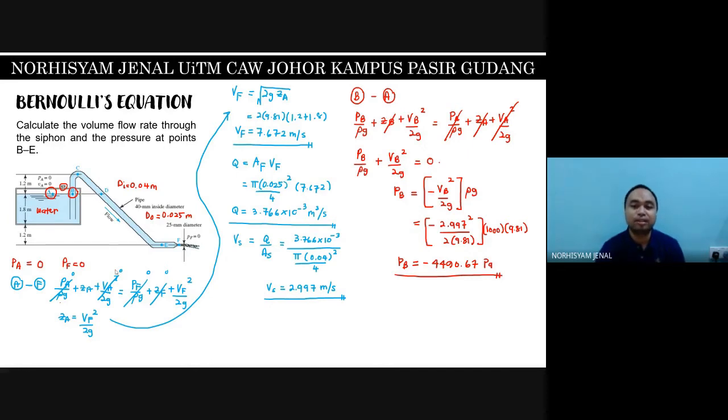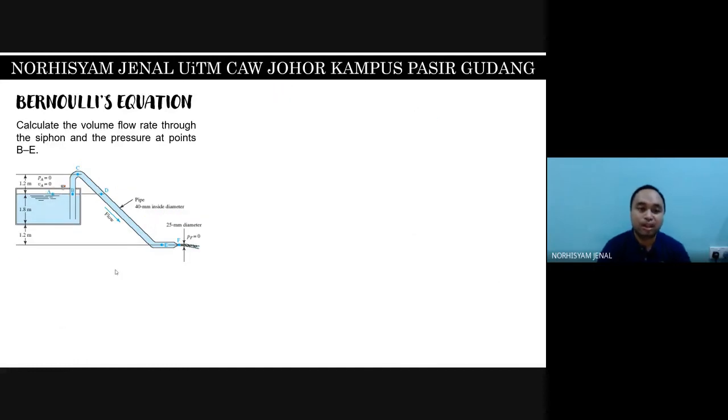Okay. So that will be for PB. So we have a long way to go. Next, we'll do for PC. To find out PC, we can do an estimation that PC should be having a bigger number in a negative form, because it needs to be lower than the pressure at point B.